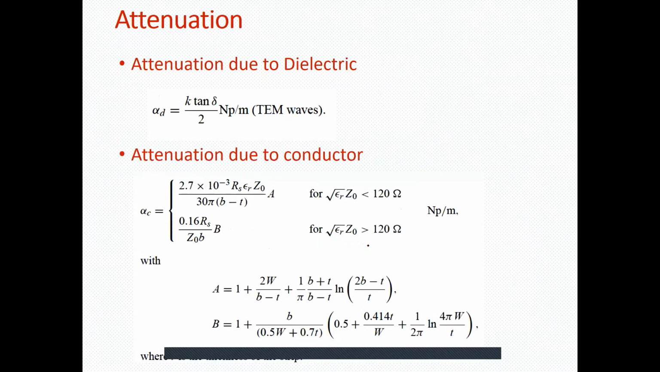We can also calculate the attenuation of the strip line. In the strip line structure, there are again two kinds of attenuation: dielectric attenuation and attenuation due to the conductor.